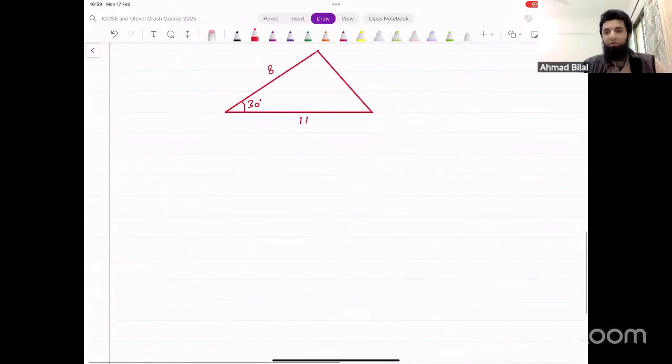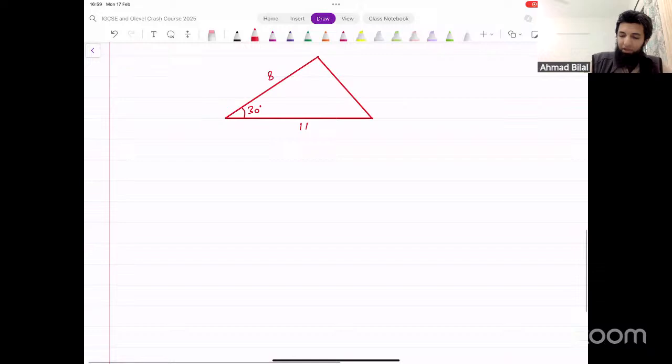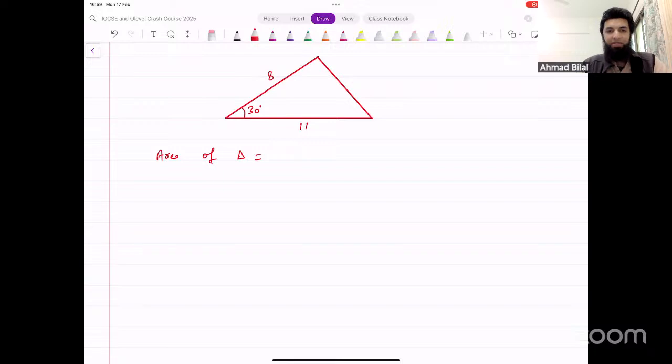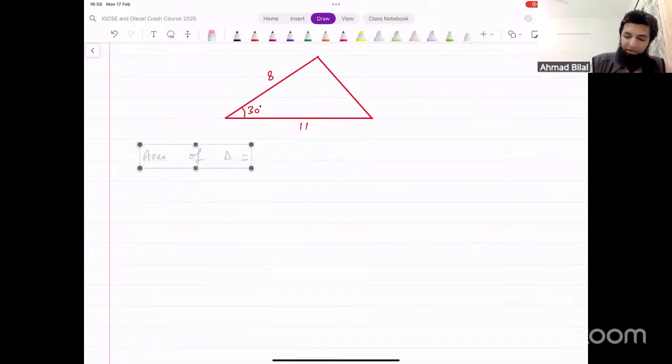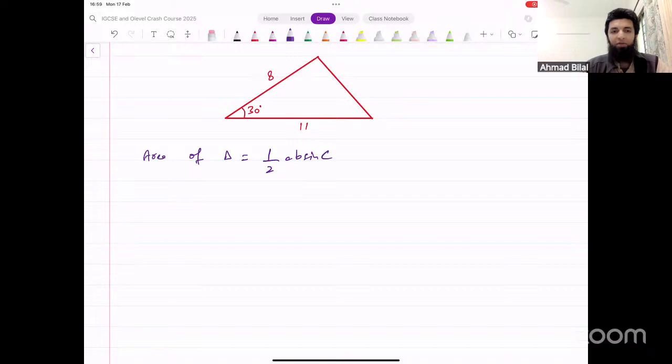Now, how are these values going to be used? They're going to be used like this. You have a triangle like this, and you want to find the area of the triangle. What's the area of a triangle? Half into base into height. That's one way to find the area of the triangle. Another possibility is you can use half AB sine C, right? In this formula, you need two sides and the angle between them.